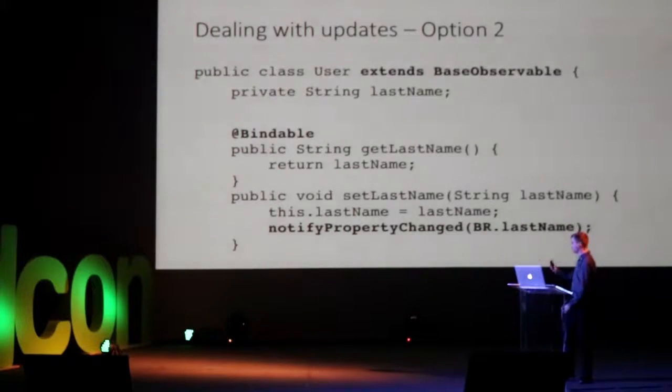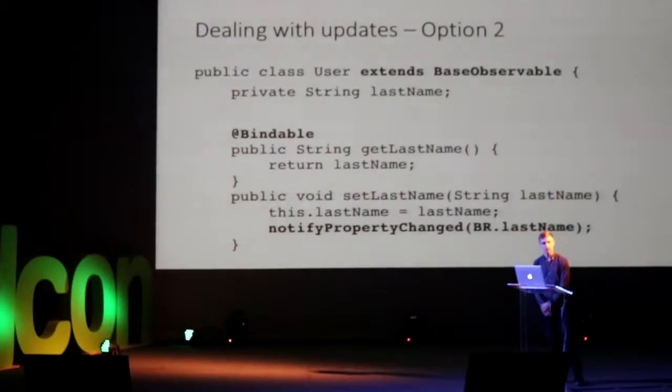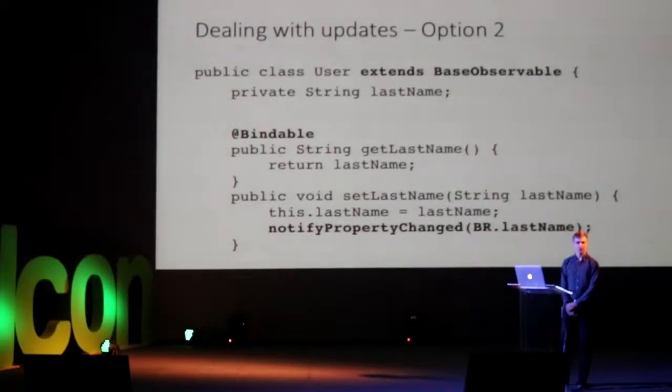So this says BR.lastName. What is BR? In Android you have the resources class that gets generated, that's the R file. For binding you have a binding resources class. So that's kind of the same thing. So every property gets its own ID there.